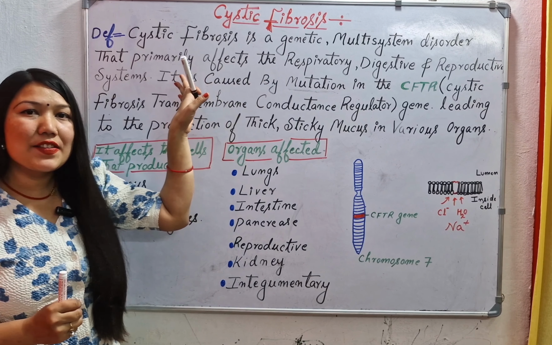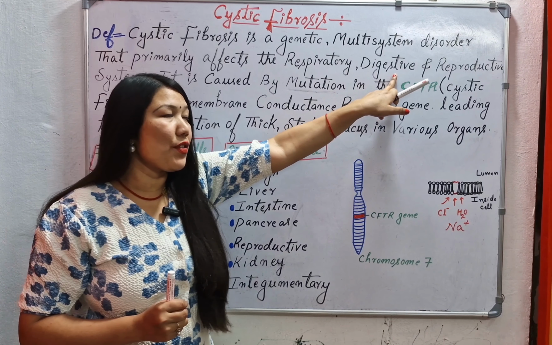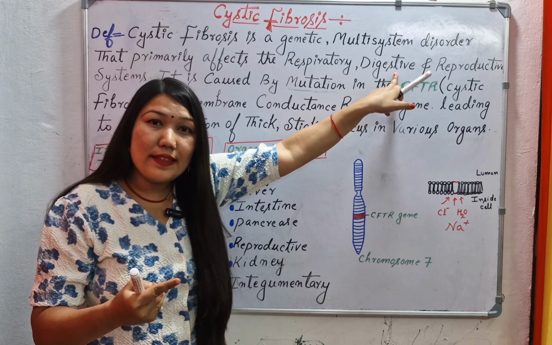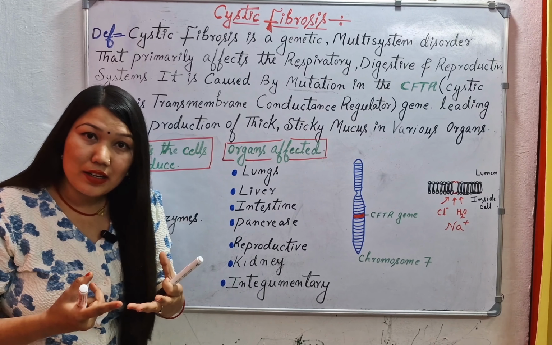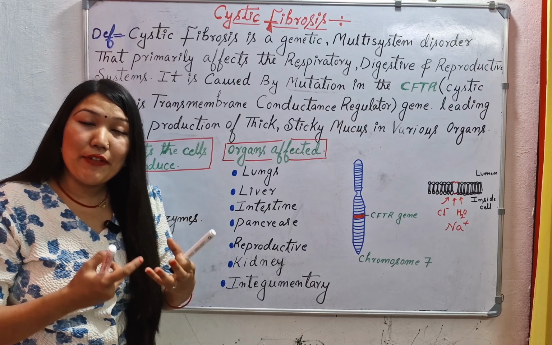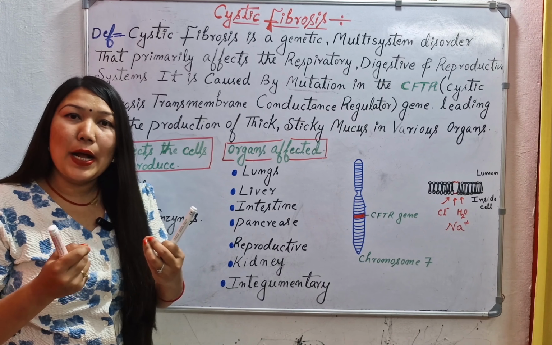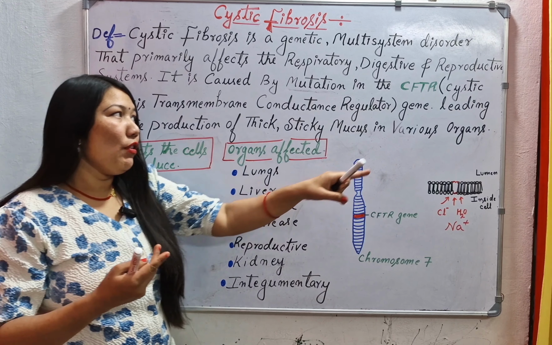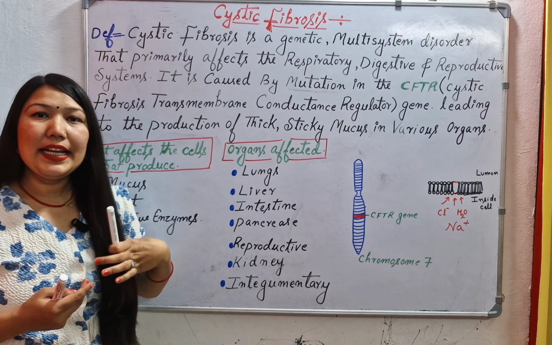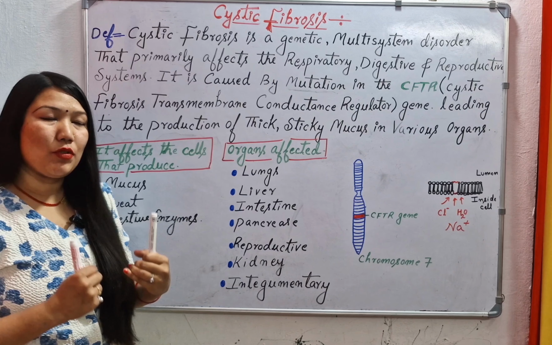So mainly which systems will it affect? It will affect the respiratory system and our digestive system, meaning our GI system, and the organs involved in the GI system, like the stomach. It will affect the stomach, the kidney, the liver, as well as the pancreas and the intestine. It will also affect the reproductive system of our body, and the integumentary system as well.